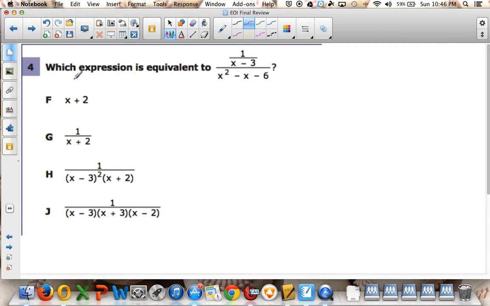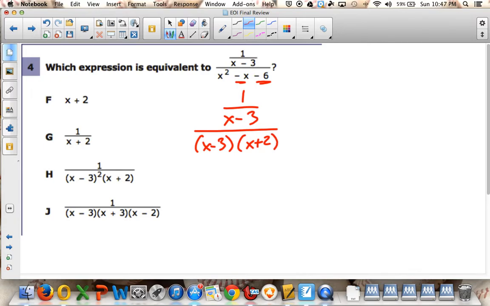Four, which expression is equivalent? This one's a little bit different because I have a fraction in the numerator inside of my entire fraction. So let's go ahead and factor this trinomial in the bottom. I have 1 over x minus 3 over, what are the factors of negative 6 that add to be negative 1? x minus 3, x plus 2.